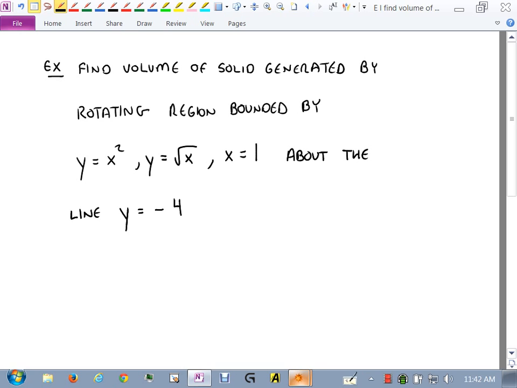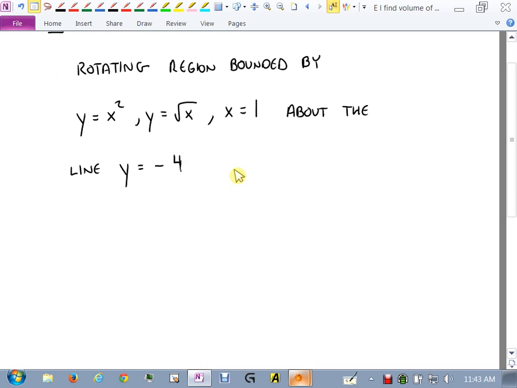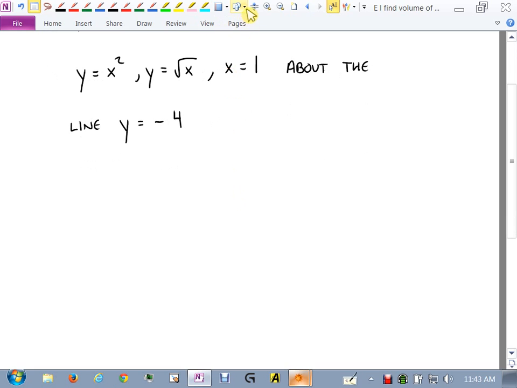Y equals -4 is a horizontal line, right? All right, so I'm going to start with a picture. I need to know what x squared looks like. I need to know what square root of x looks like. I need to know what x equals 1 looks like. I feel pretty good about that. I hope you do too. Here it comes.